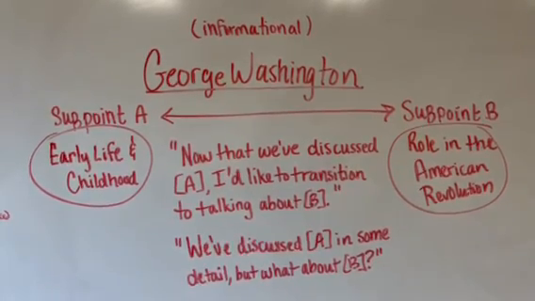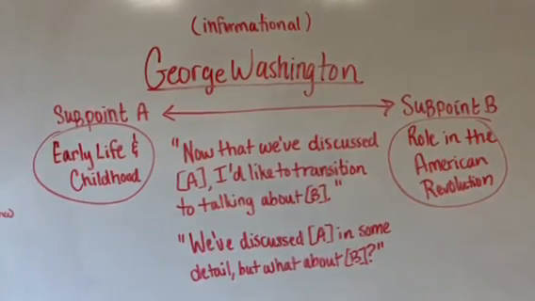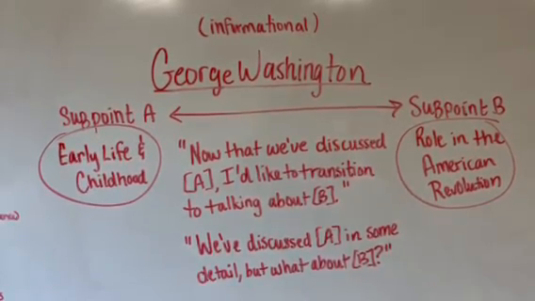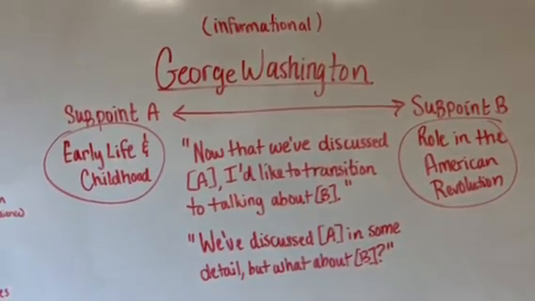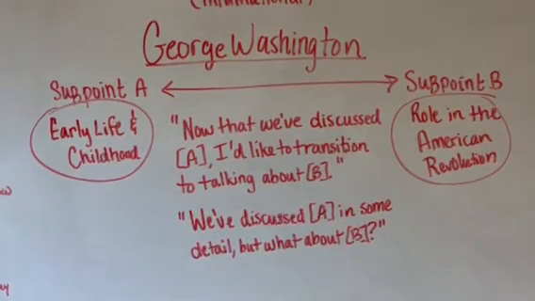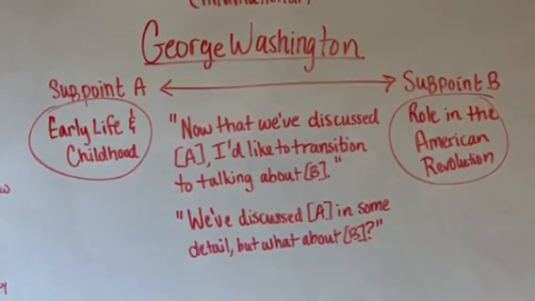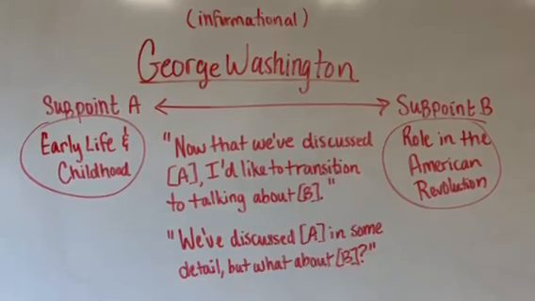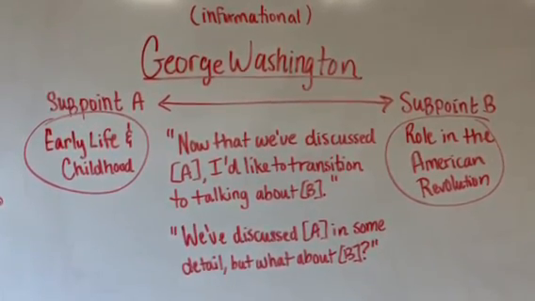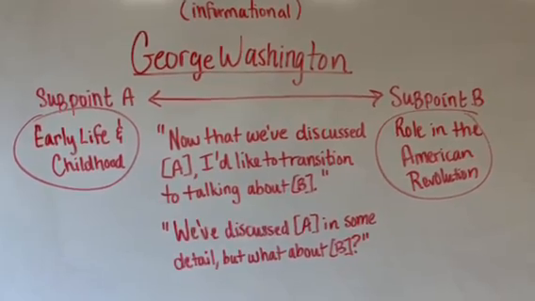Now, within the context of our speech, let's say that we are attempting to transition from subpoint A, regarding his early life and childhood, to subpoint B, which would be his role in the American Revolution. Now, if you remember, a transition is like a signpost. It's like a street sign. It tells us where we've been, and it tells us where we are going.